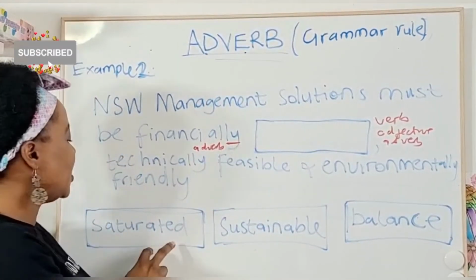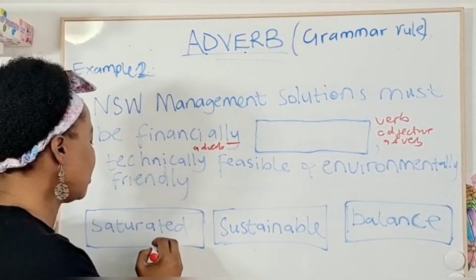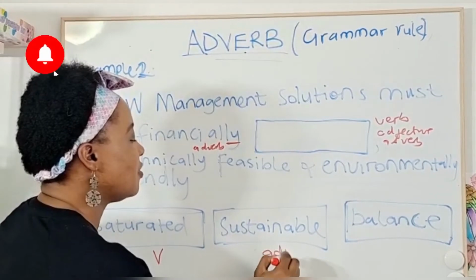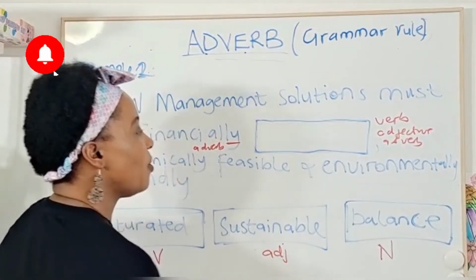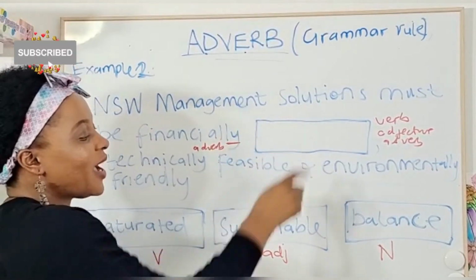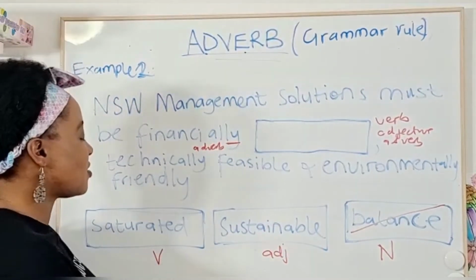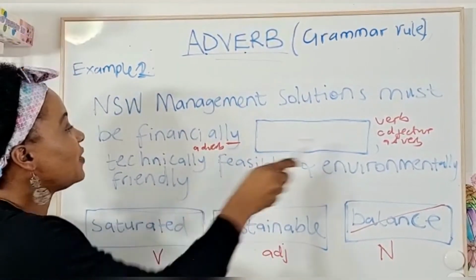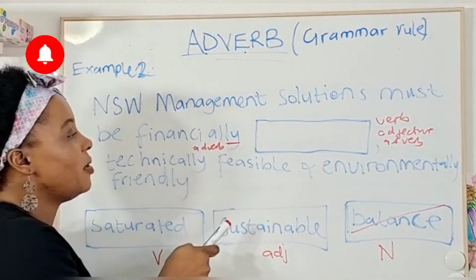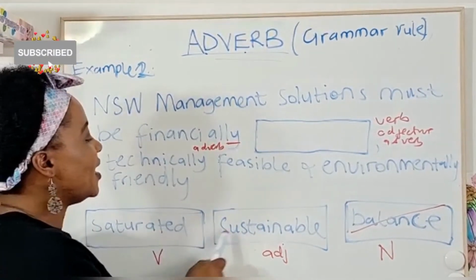So we have here saturated. Saturated is a verb. Yeah. And we have here sustainable. Sustainable is an adjective. And we have balance, which is a noun. And we know that an adverb does not modify a noun. So balance won't be here. So we are left with saturated and sustainable. So we have another word after the blank, which is technically feasible. Okay, technically here is an adverb. Yeah, so we are left with the options of saturated and sustainable.